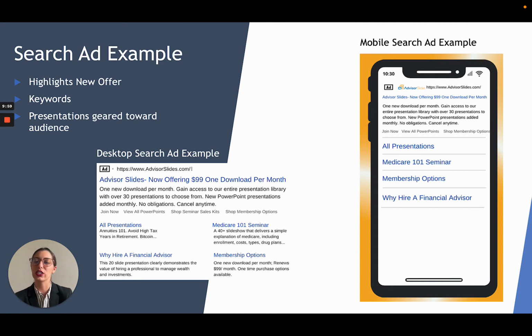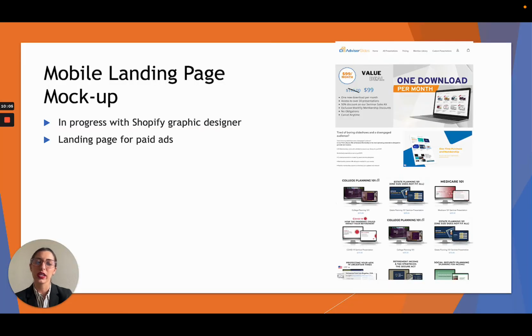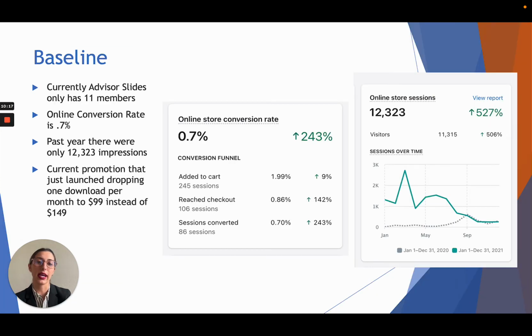And then to the left, I just have a desktop search ad example, as it might look a little bit different on a desktop than it does on mobile. So all of these ads and search engines will go to a landing page that will highlight this one download per month. And this is in progress with our Shopify graphic designer. And again, this is the landing page mock-up for paid ads.